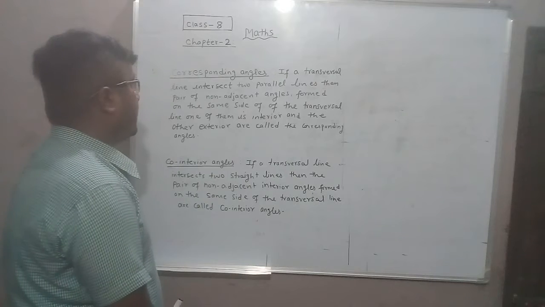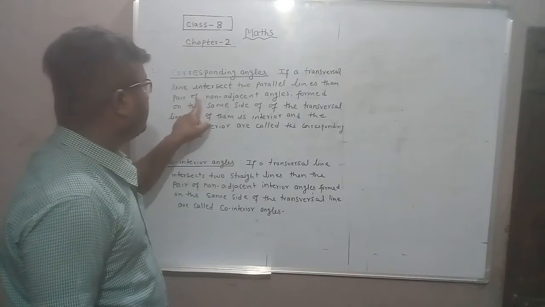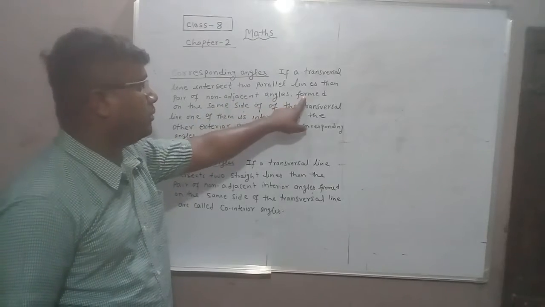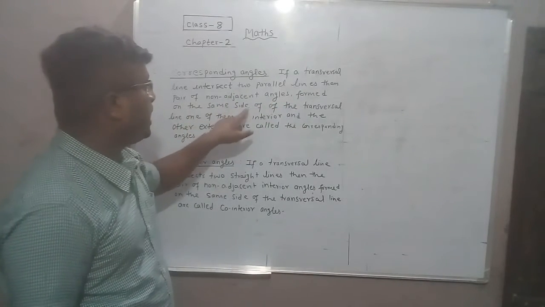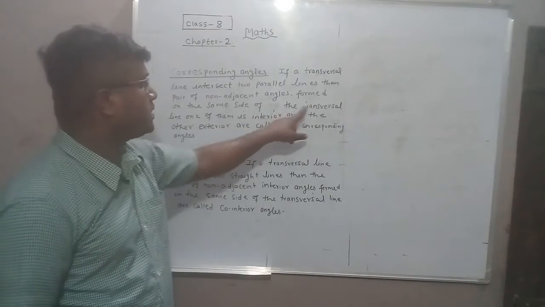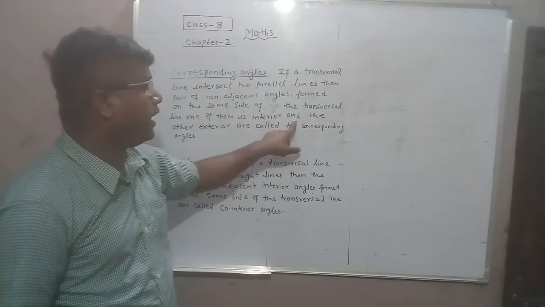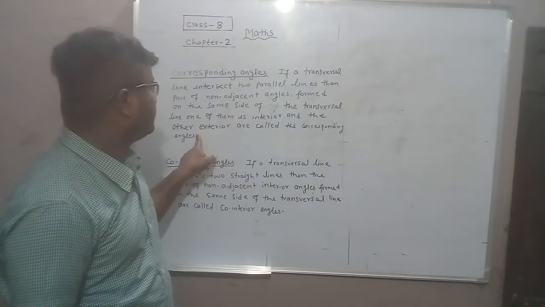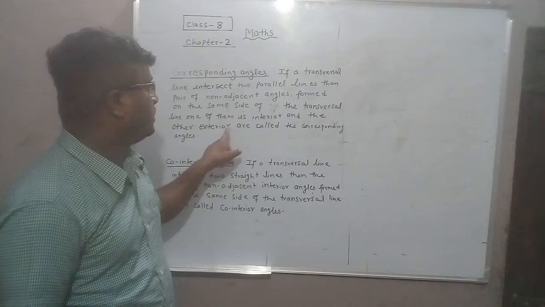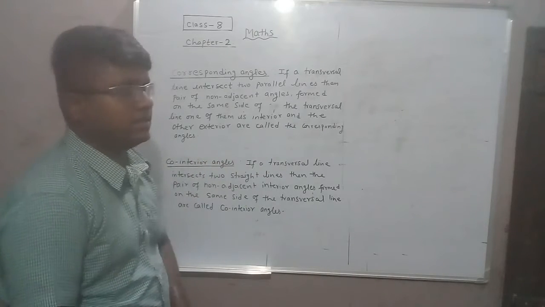If a transversal line intersects two parallel lines, then a pair of non-adjacent angles formed on the same side of the transversal line, one of them interior and the other exterior, are called the corresponding angles.